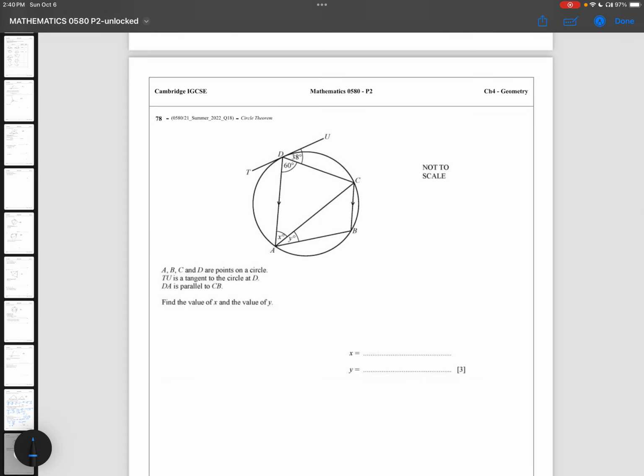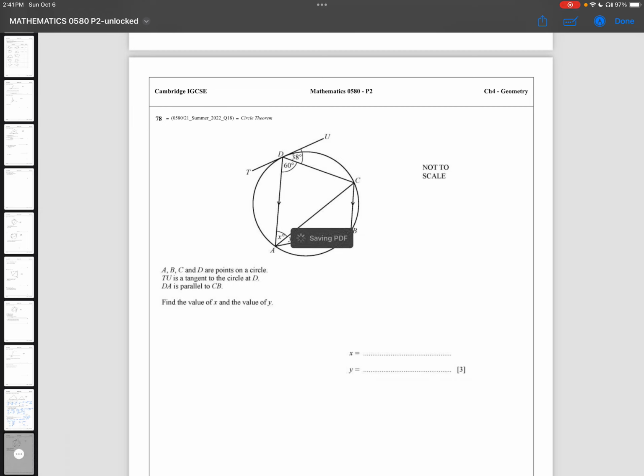Now in question number 78, I have been given points A, B, C, D on a circle, and it says TU is tangent to the circle at D, and DA is parallel to CB. We need to find the values of x and y.